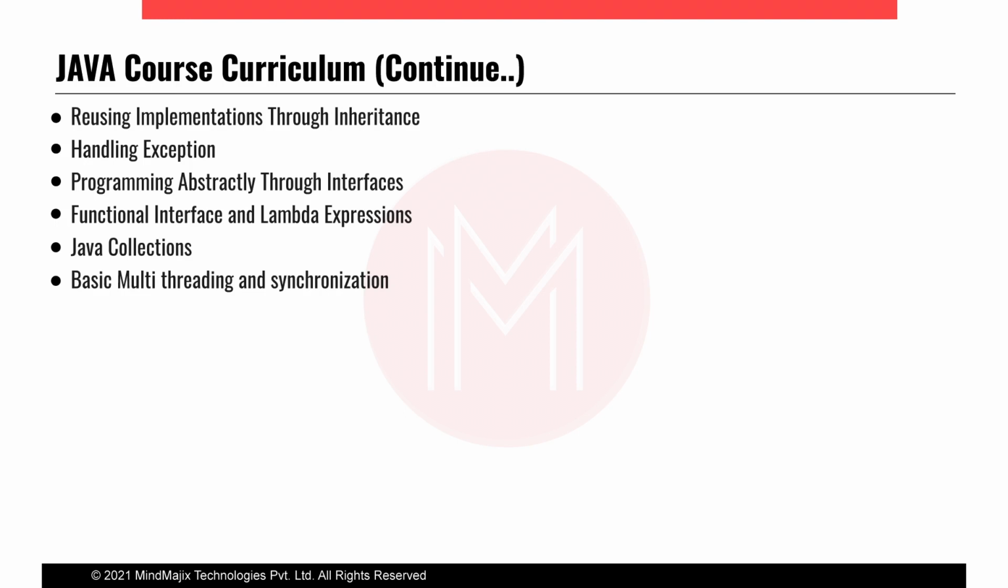We'll start implementing the DAO architecture and MVC architecture with this, the first point in the curriculum on the second page. And then we'll be handling exceptions. We'll get some exceptions, and we'll have to handle those exceptions so the program does not fall hard. After that, we'll be programming abstractly.